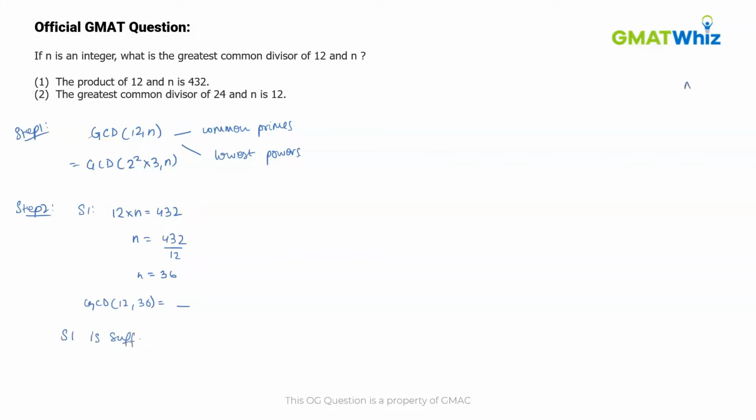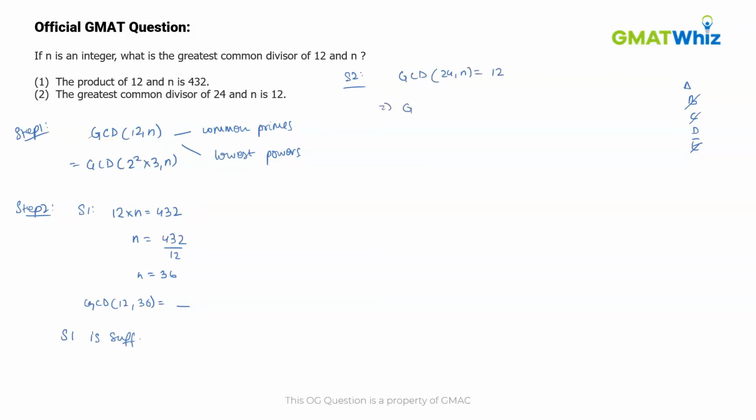And out of the given options, we can eliminate options B, C and E. We now move on to check the sufficiency of statement 2. In statement 2, we are given that the greatest common divisor, or the GCD, of 24 and n is equal to 12.